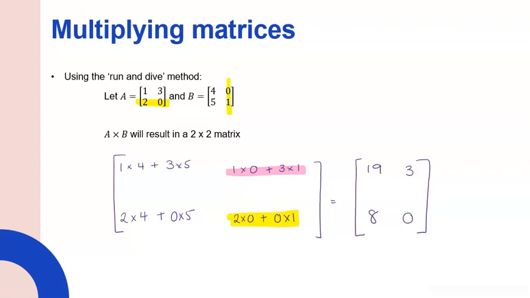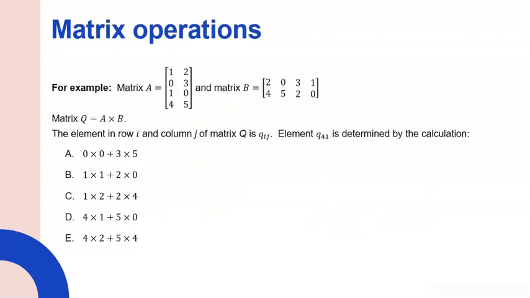But as I said, likely that you will just get a 2 by 2 that you would need to do by hand. Everything else, it is more time efficient to do these multiplications using your calculator. So the one type of question where you wouldn't use your calculator, that you do need to understand this run and dive method, is one like this.